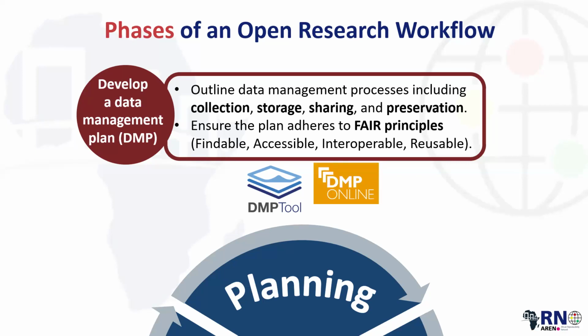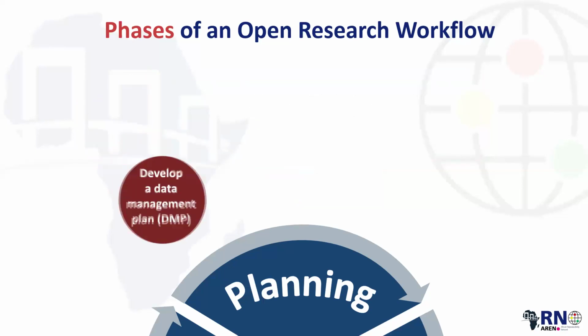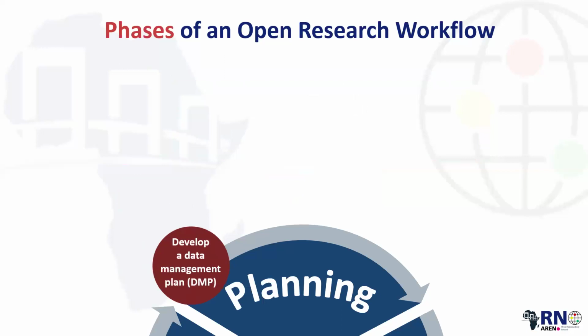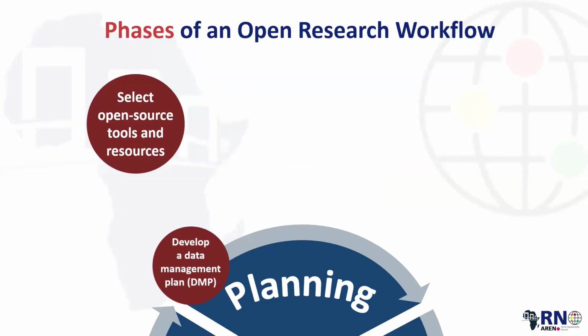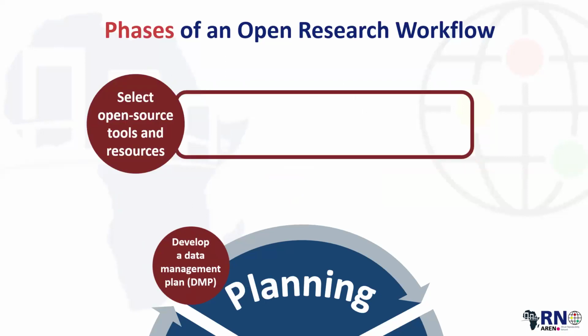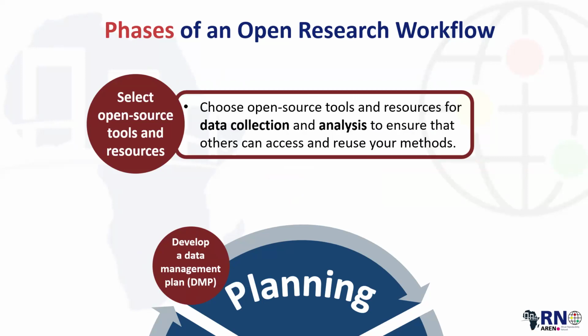The next one is DMP Online, which is also a tool that you can use. And then we move on to the next stage, the planning stage: select open source tools and resources. Here we are talking about ensuring that whatever you use to do your data collection and analysis can be easily accessed. I mean, you know what open source is, right? It's not just about the software itself, but the code too. So people can take your code and work on it, change it, to see how they can reproduce or replicate what you're trying to do.